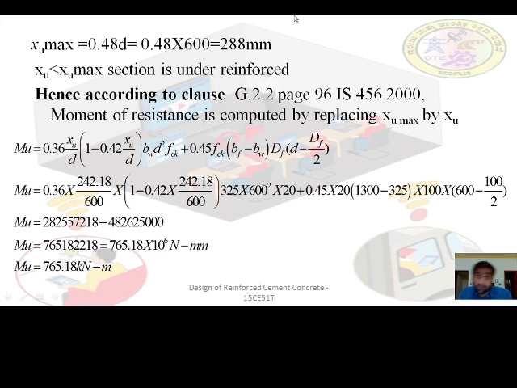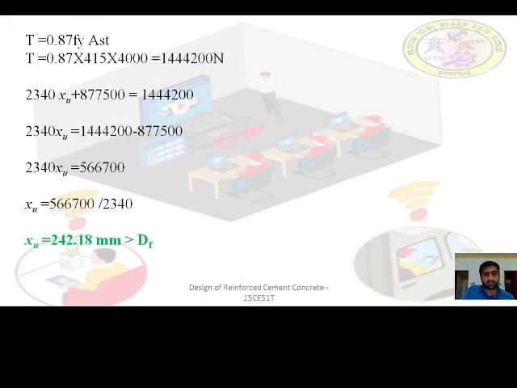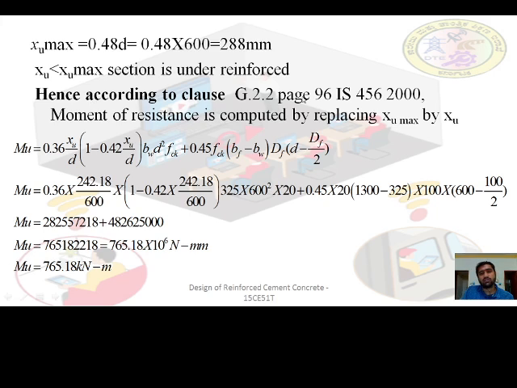Then go to the codal provision, for the under reinforced section. We will also check DF by XU. DF by XU will be less than 0.43. I have not shown that calculation here, I have directly taken the formula. So hence according to the clause G 2.2.2, page number 96, XU max is replaced by XU.